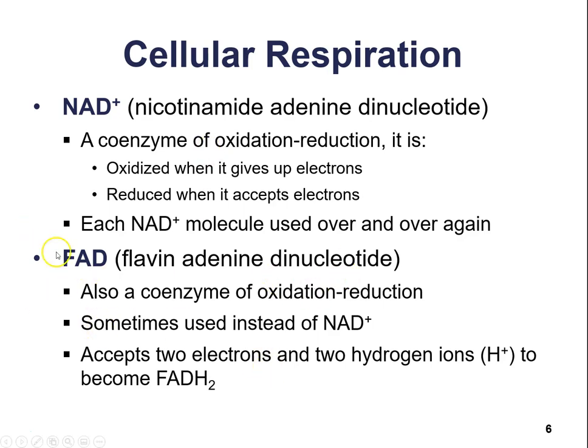Here's another molecule, FAD. Also a coenzyme of oxidation and reduction. Sometimes the cell will use FAD instead of NAD plus. FAD will accept 2 electrons or 2 hydrogen ions, we like to think of it that way, and become FADH2. So FAD becoming FADH2 is gaining hydrogens, and so, OIL RIG, reduction is gain. FAD would be reduced to produce FADH2. And if you're going the other way, it's being oxidized. So another example of oxidation and reduction there.